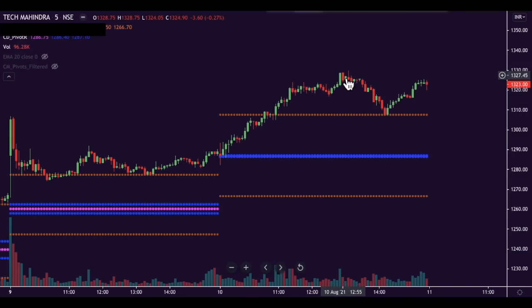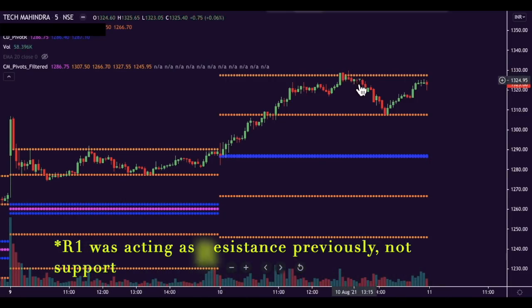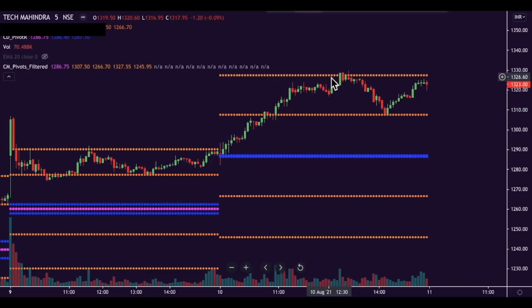Now what can be the reason for this rejection? There should be some important level for the market to reject. So if I go and check, this is our resistance 2 level. At resistance 2, the market rejected and it went down. Previously, R1 was acting as support. After it broke with volume confirmation, it rallied up to the R2 level. From there is a rejection. But before this, we would have exited the trade.